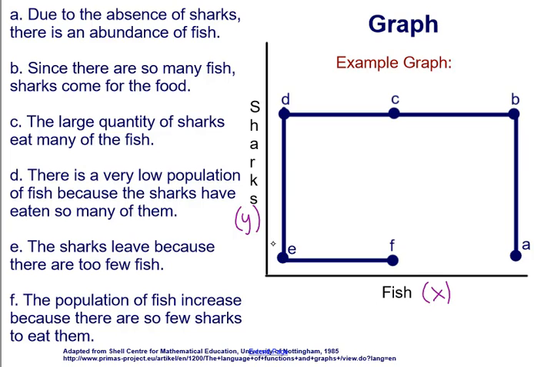But because of that, finally, we get to F, where the population of fish increases because there are so few sharks to eat them. So we start to get back to where we started, where the amount of fish is increasing. Our x value is getting higher because our y value, the amount of sharks, is so low because all of the sharks left.